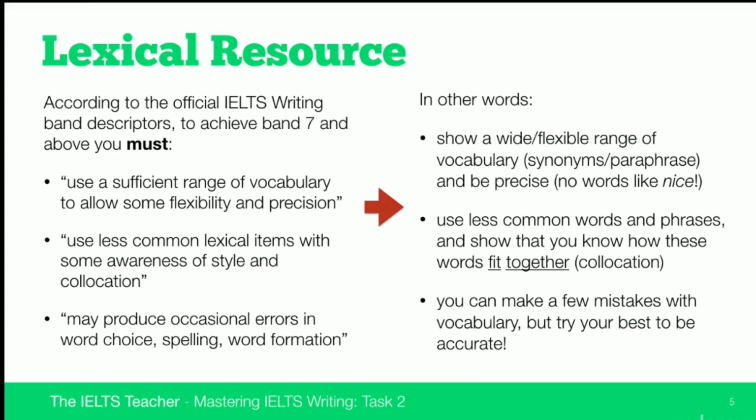So less common lexical items is just less common words and phrases, and show that you know how these words fit together. This is called collocation, something that we look at later in the course. And as you can see, you can make a few mistakes with your vocabulary and still score a band 7, but do try your best to be accurate.